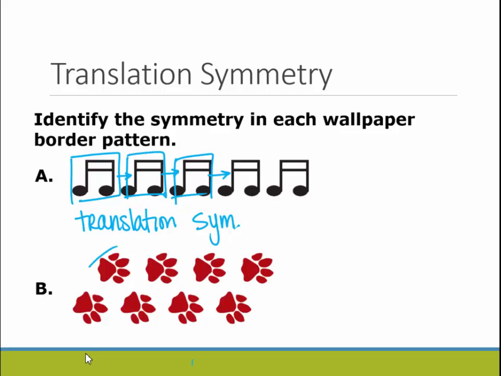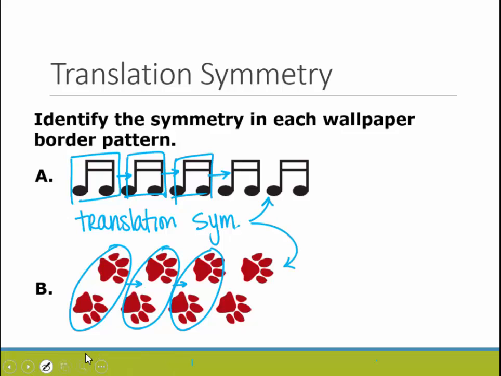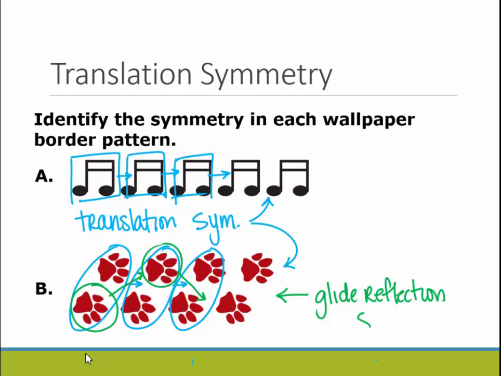Now these paw prints, we can group them up together like this, slide them over, and we get the same set of paw prints over and over again. So this one has translation symmetry and so does this one. But the awesome thing about these paw prints is it also has glide reflection symmetry as well. If I take this guy and reflect him and slide him up, I end up with that one. Take this guy, reflect him, slide him down, I end up with this one. So both of these pictures have translation symmetry, but this one has glide reflection symmetry as well.